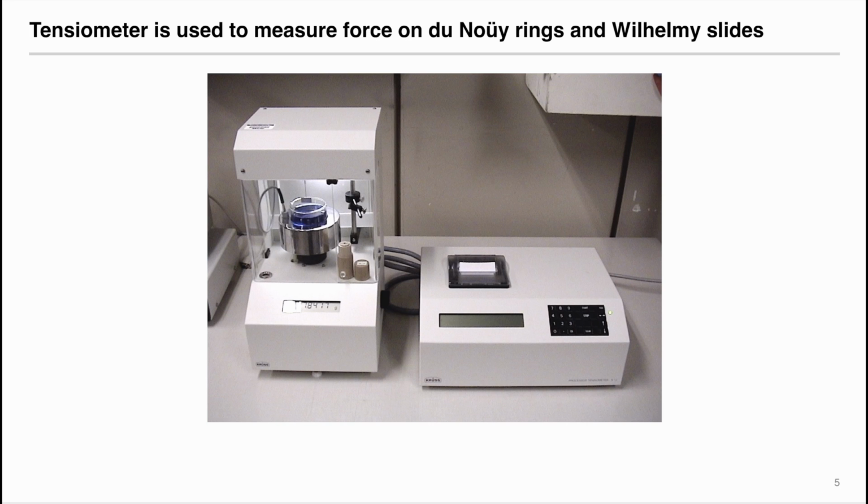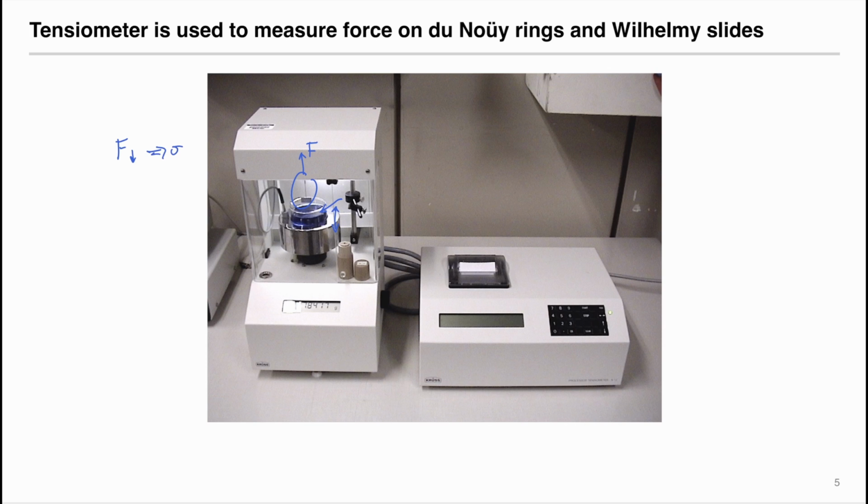We can measure the downward force on the Noüy rings and Wilhelmy slides using a tensiometer. A tensiometer is a device at which you can hang the Noüy ring or the Wilhelmy slide on a balance where it can measure force, the downward force or the upward force, which is essentially equal to each other. And there's also a container for liquid, and you can move the liquid up and down so that you can detach the liquid from the ring or submerge the ring to the exact location where the submerged volume is equal to 0.